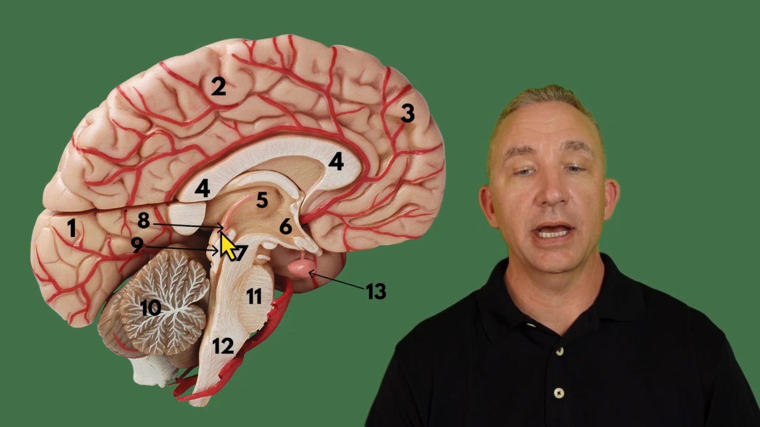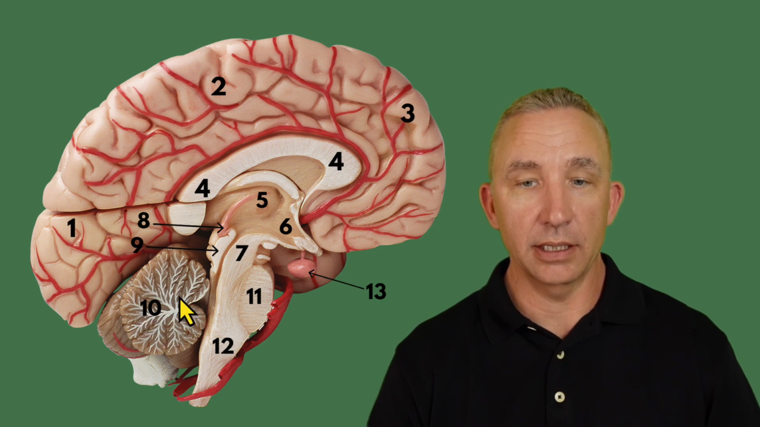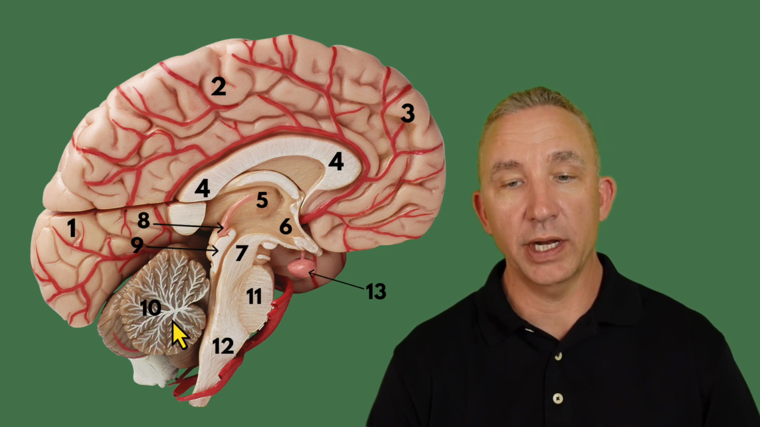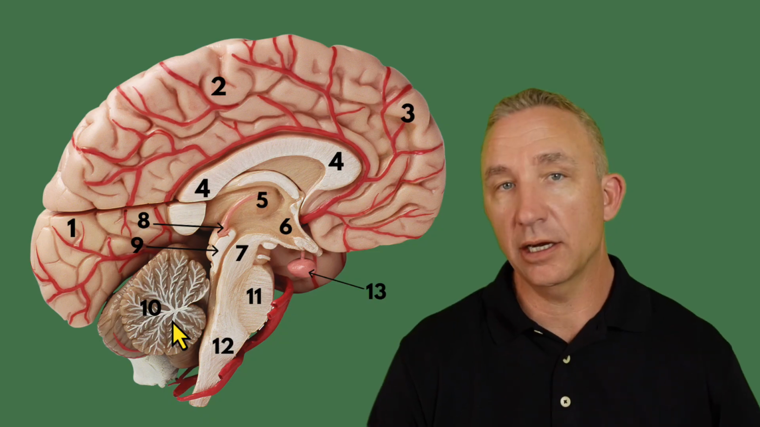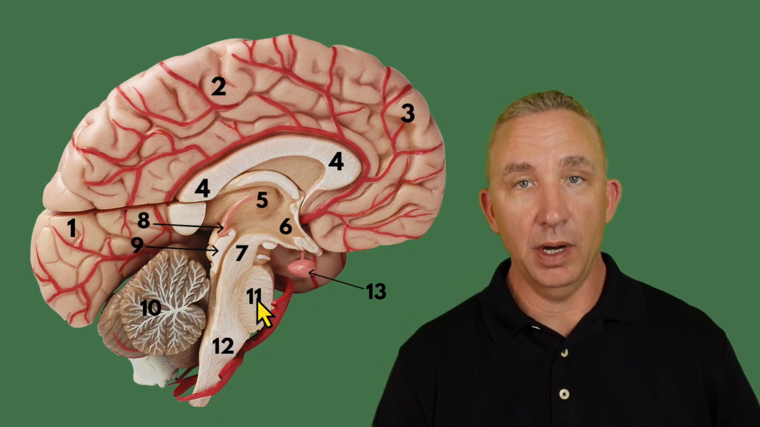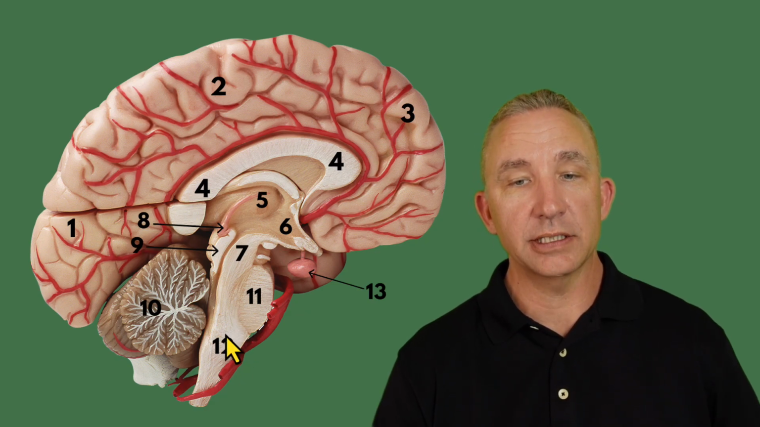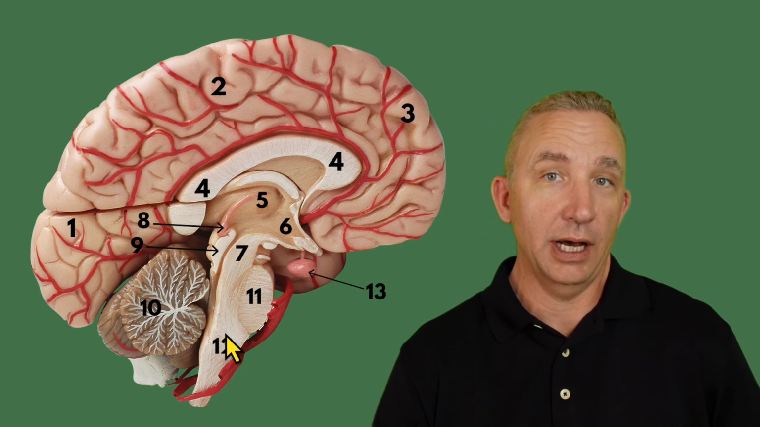And then as I come down to 10 is all of the cerebellum. And then within it, I have this white structure called the Arbor Vitae. Arbor Vitae means tree of life. As I come over here, number 11 is called the Pons. And then as I drop down to this last part of the brainstem, this is the medulla or medulla oblongata.